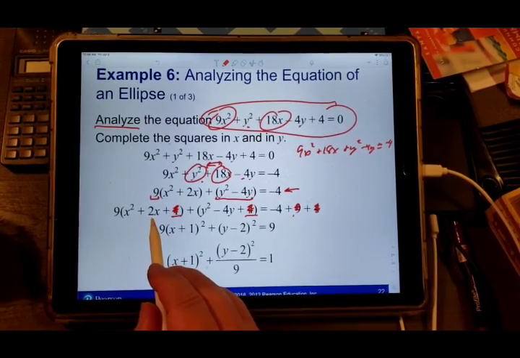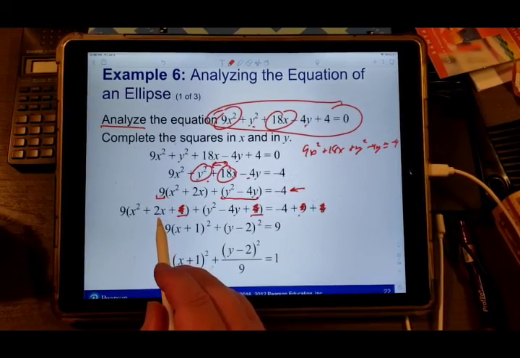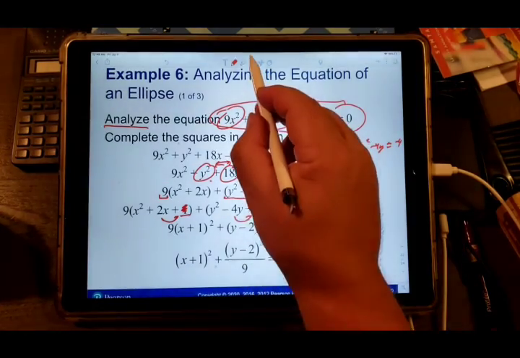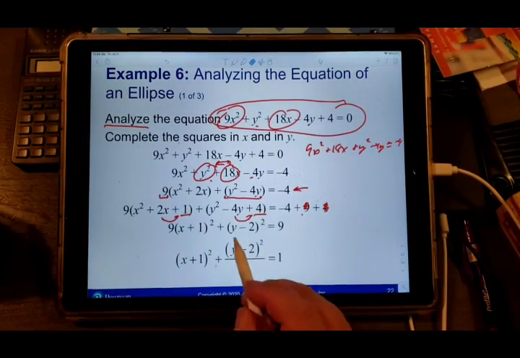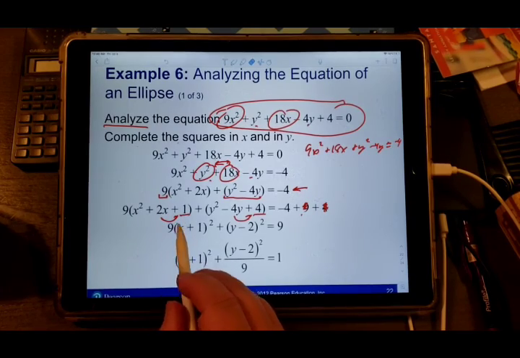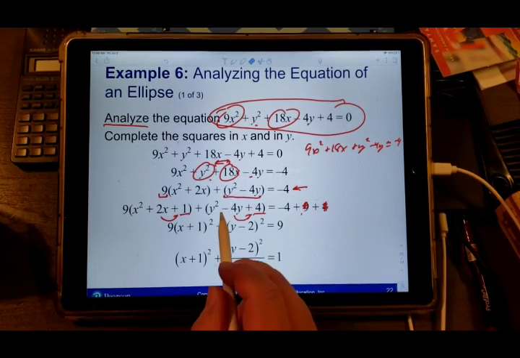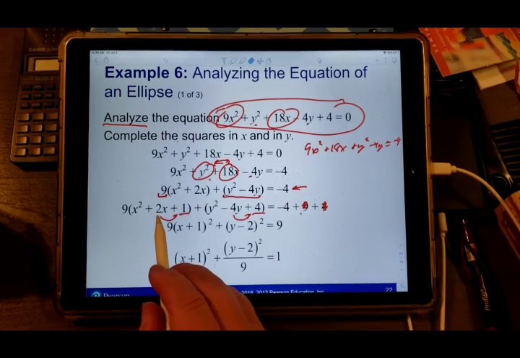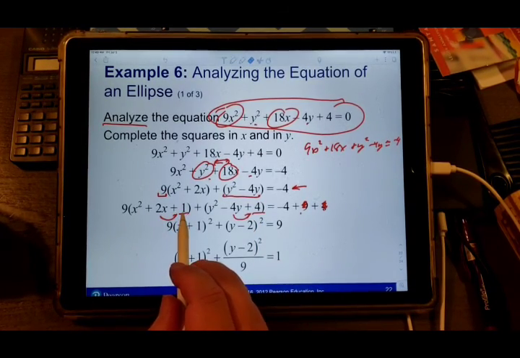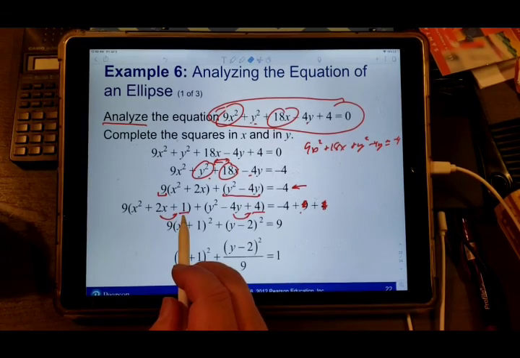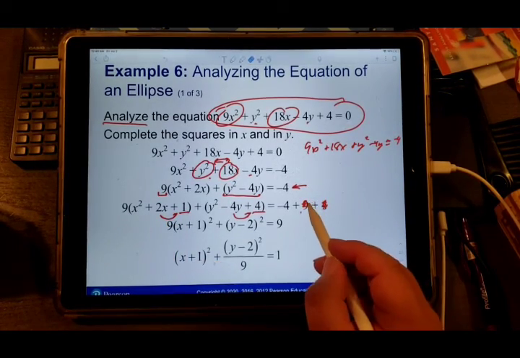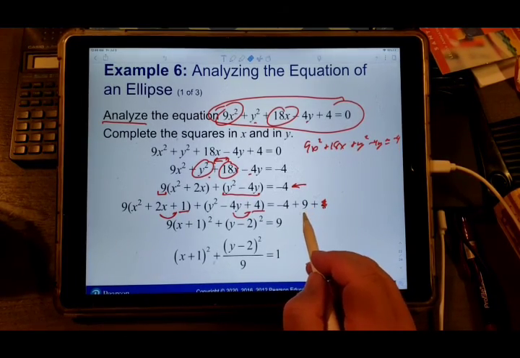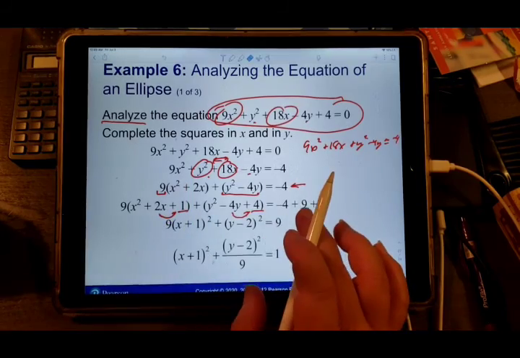I take the 2 and cut it in half and square it. I take the 4, cut it in half and square it. So it should be obvious why I'm putting this 1 here to get this perfect square. And I'm putting that 4 here to get this perfect square. But let's analyze what I did. By putting a 1 inside these parentheses, I added 9 times 1 on this side. So I need to add 9 on this side. This one times that 9, add 9.